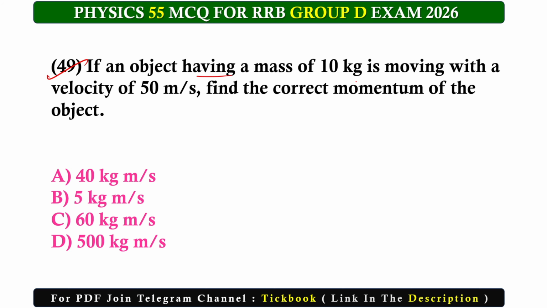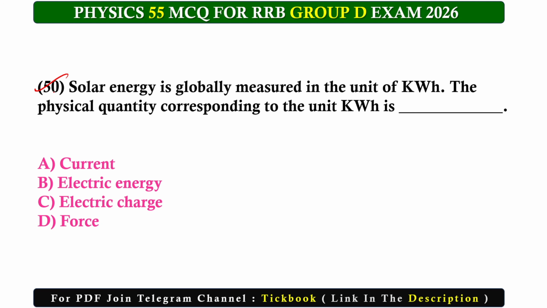49. If an object having a mass of 10 kg is moving with a velocity of 50 meter per second, find the momentum of the object. Option number D, 500 kg meter per second. 50. Solar energy is globally measured in the unit of kilowatt hour. The physical quantity corresponding to the unit kilowatt hour is option number B, electric energy.